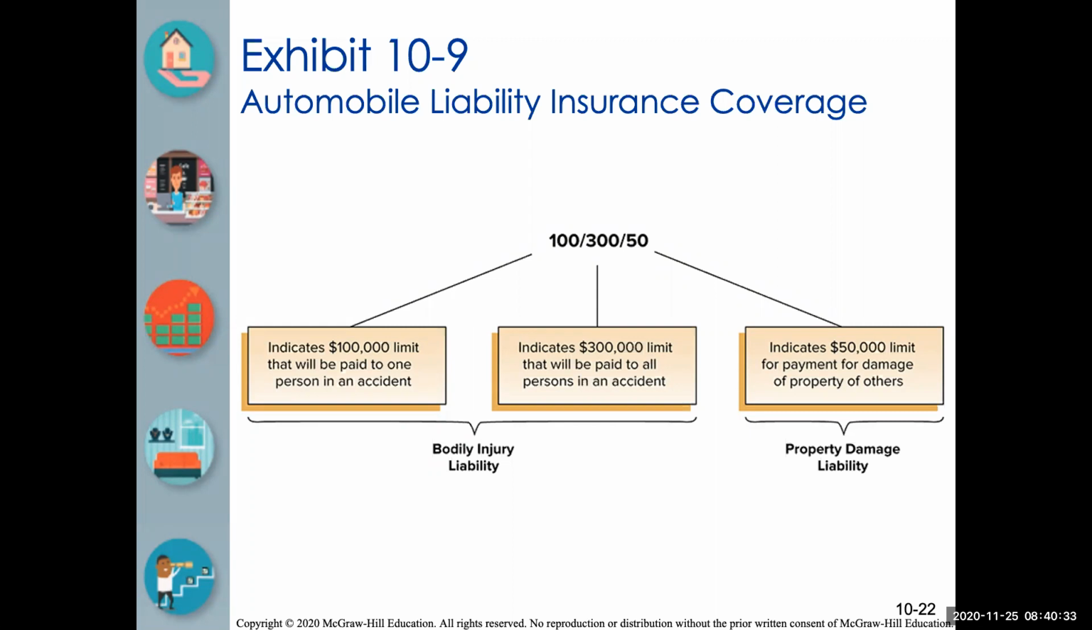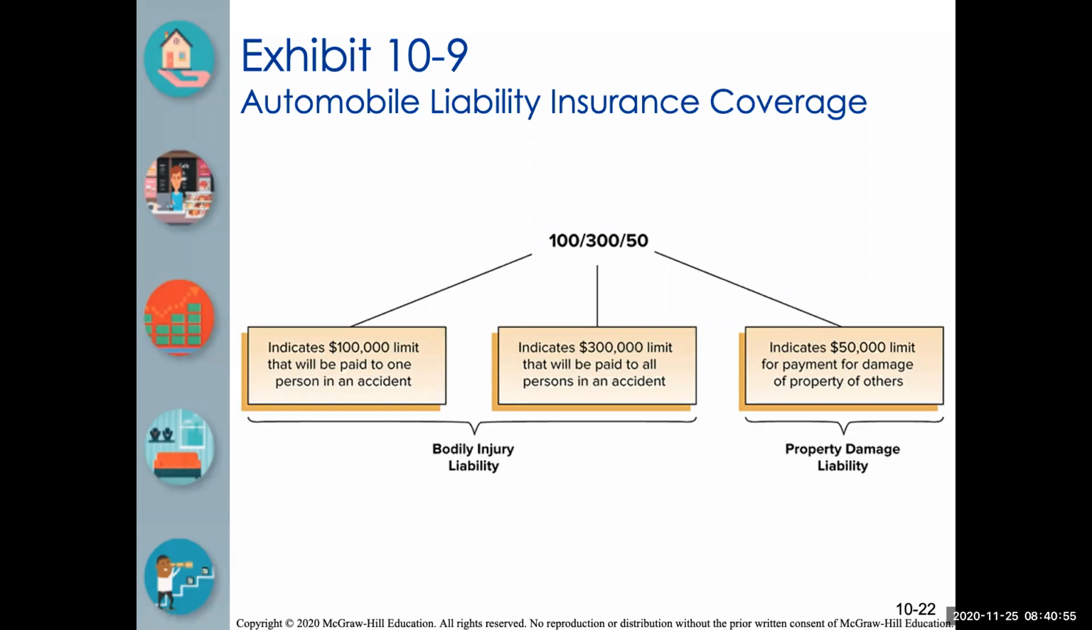Okay? So when we think about bodily injury, the first number, 100, is saying that there's a $100,000 limit that will be paid to one person in an accident. That's the maximum that gets paid to one individual in an accident.